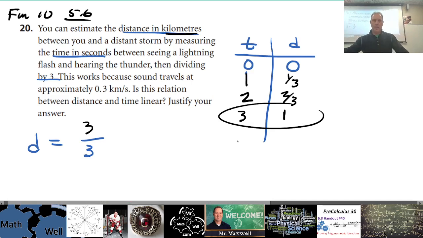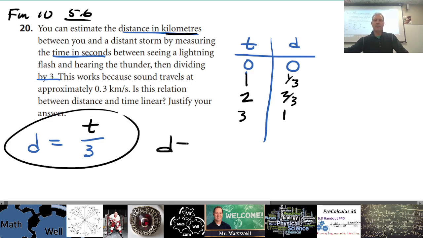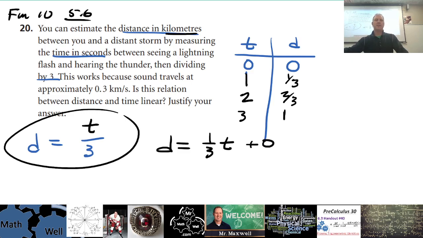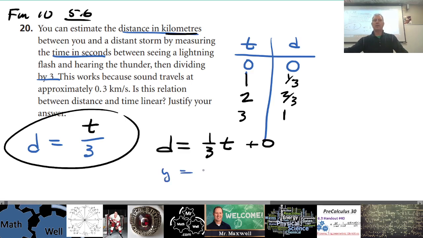Okay, now, so we could graph this. We could look at the equation. We could look at the table of values. So let's go back to t here. Now this equation, let's take a look at the equation. That can be written like this: 1/3 times t. And then what's the constant? Plus 0. Does this appear to be in y equals mx plus b form?